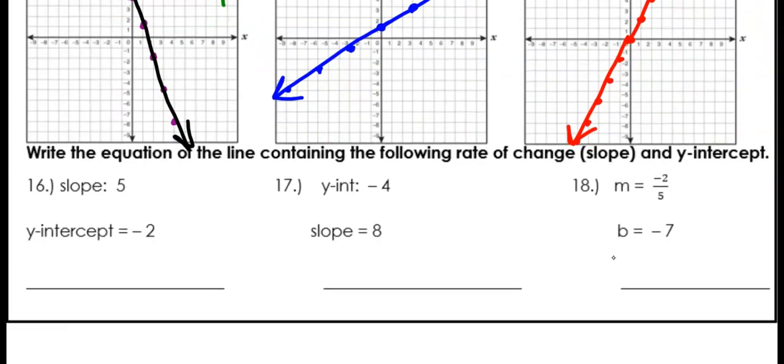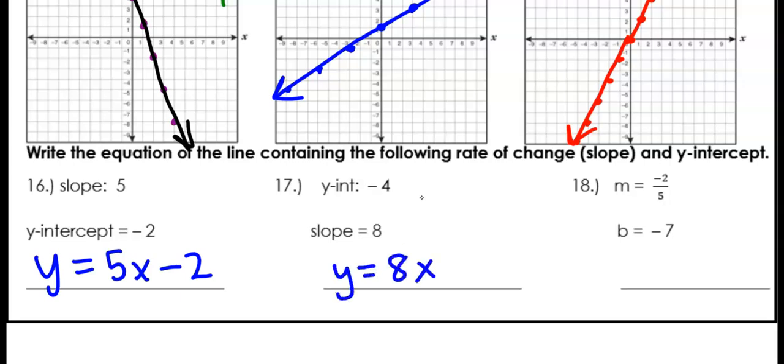For the second half of this box, you're going to write the y equals mx plus b equation. Write the equation containing these slopes and y-intercepts. So all you need to do is put the slope in the coefficient position and the y-intercept in the constant position. So for us, that results in 5x minus 2. Now be careful, I'm trying to trick you here. The slope is 8, so the 8 goes with the x. The y-intercept is the constant at the end.